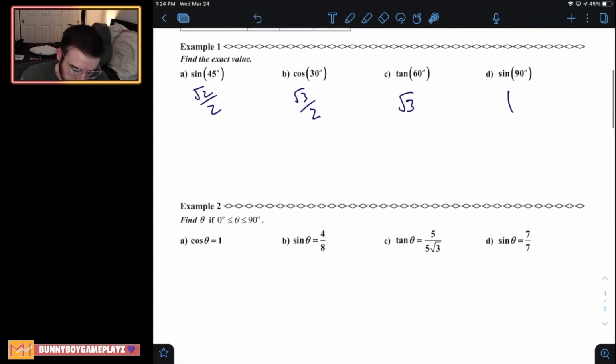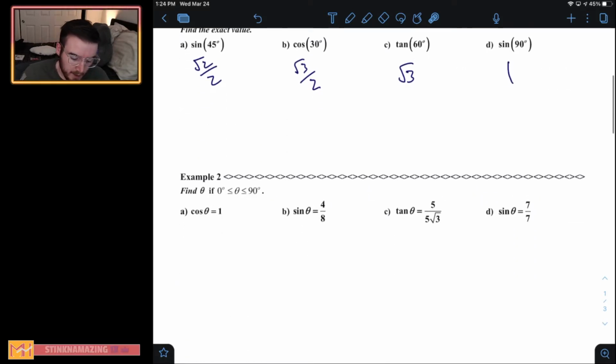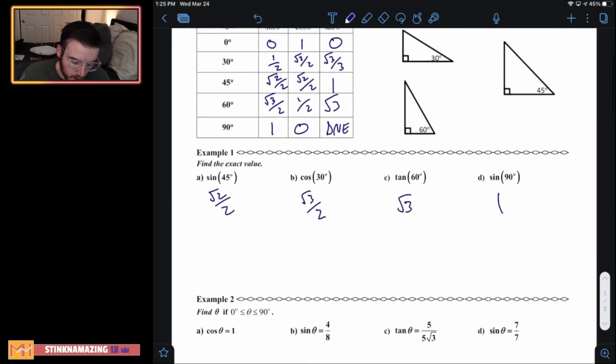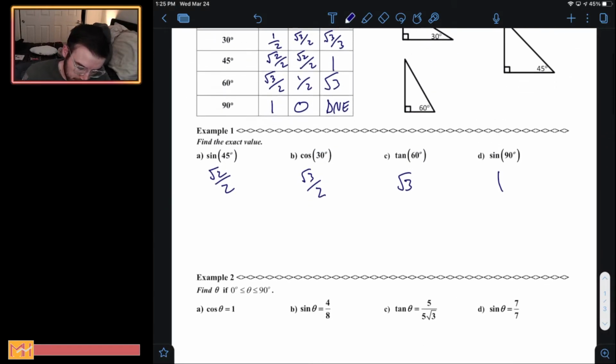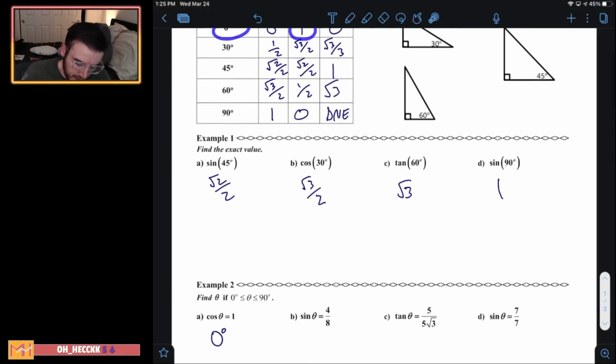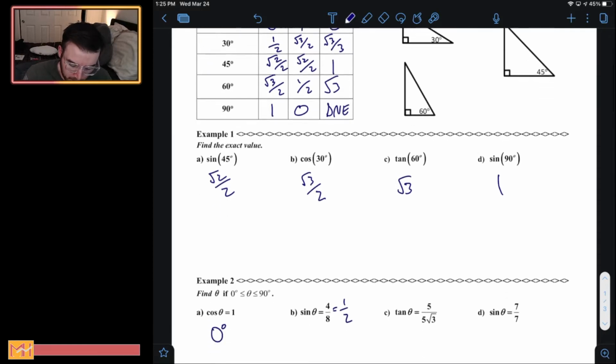Okay? Now, what about going the other way around? If I told you cosine of theta equals 1, what is theta? 0 degrees, because that is where it's equal to 1. If sine is 4/8, well, guess what? That's a half. So where is sine equal to a half? Boom, at 30 degrees.